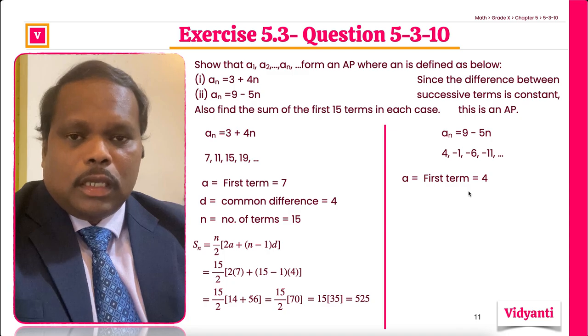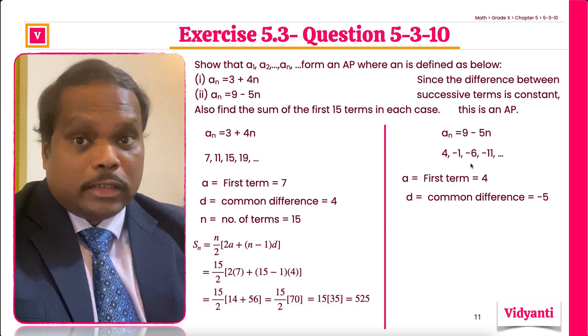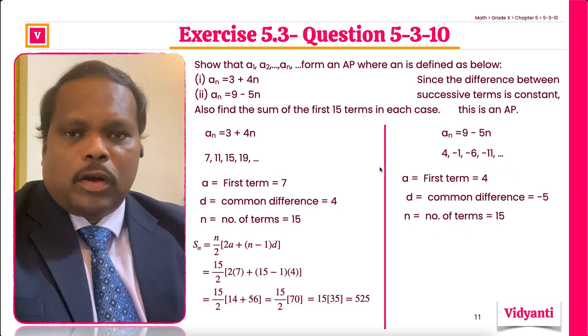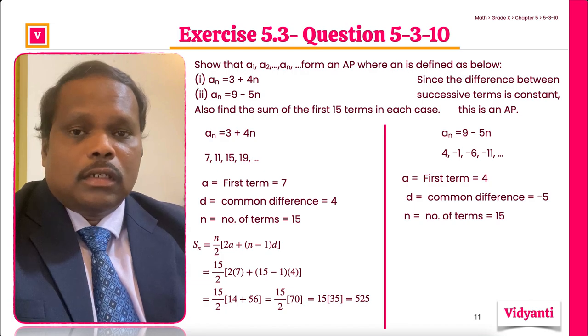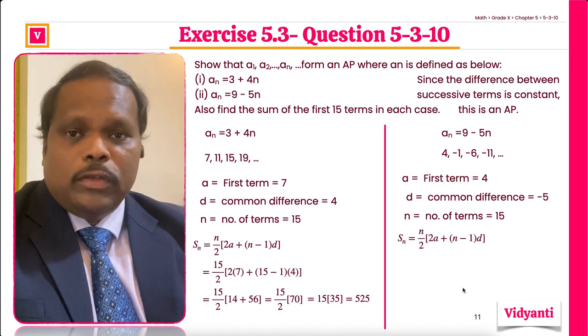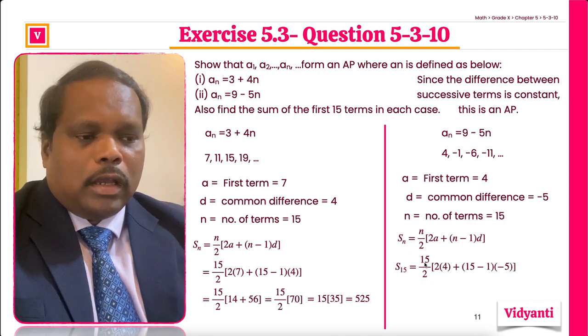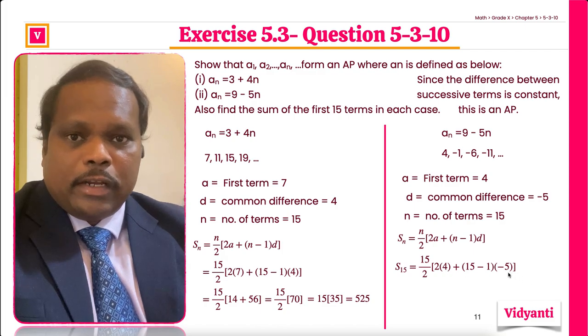The first term, a, is in this case 4. The common difference d is negative 5. That's the difference between any two successive terms. And the number of terms, because we want to calculate the first 15 terms sum, is n equal to 15. Again, we will use the same formula and substitute the given parameters. n is 15, a is 4, d is negative 5.